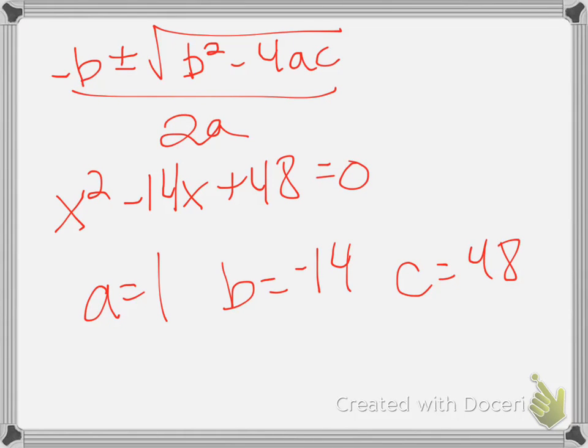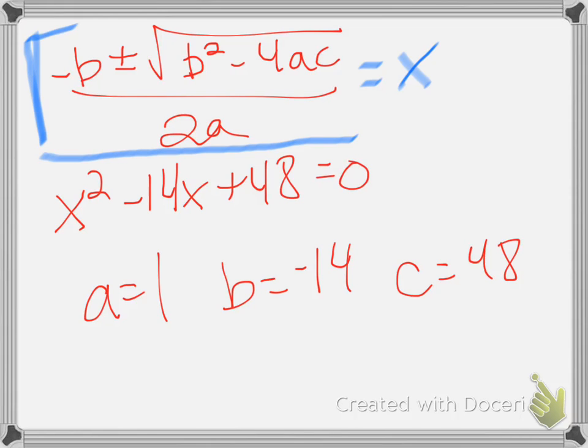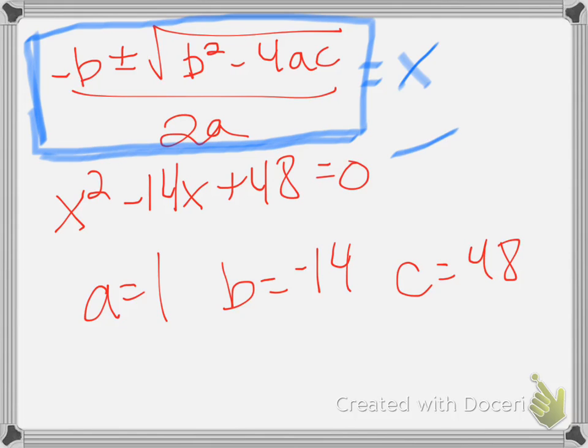Okay, so we will be working with the quadratic formula, and this actually equals x. You don't have to have this memorized because it'll be given to you, but it is important to know how it works. So let's say we have an equation like this: x squared minus 14x plus 48 equals 0. Now it's in standard form, so I'm good.